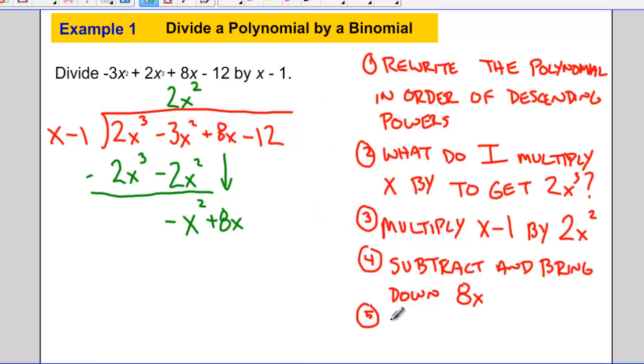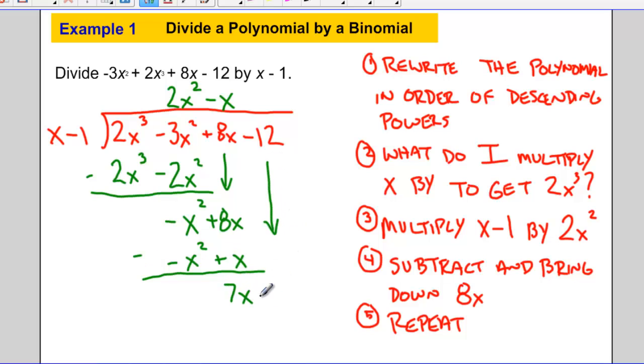And now I just repeat until I run out of terms to divide by. So what do I need to multiply x by to get negative x squared? Well, I can multiply it by negative x. Multiplying my binomial by negative x, I get negative x squared plus x. I'm going to subtract those. So the negative x squared, take away negative x squared, cancel each other out. 8x minus x gives me 7x. Bring down the 12, or the negative 12.